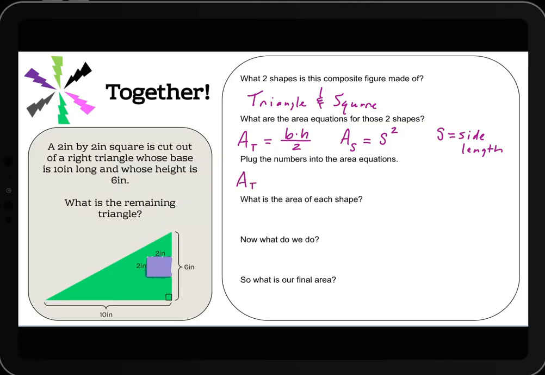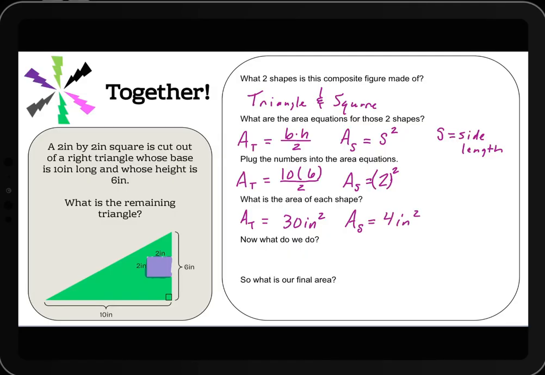We want to plug in our information. So for the area of the triangle, our base is 10, our height is 6, and we're going to divide that by 2. For the square, we simply have a side length of 2, and we are going to square that as well. So we're squaring the side length there. So here we end up with an area of the triangle being 30 square inches, and the area of the actual square itself is going to be 4 square inches.